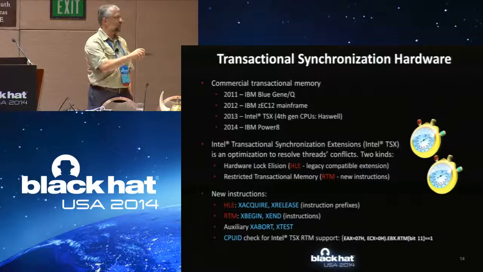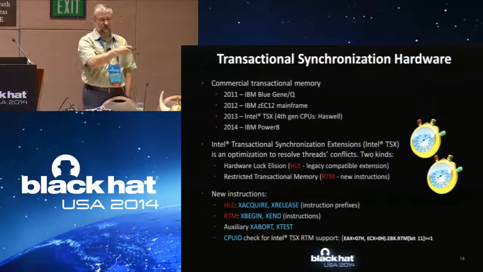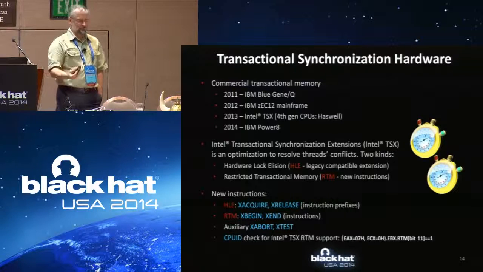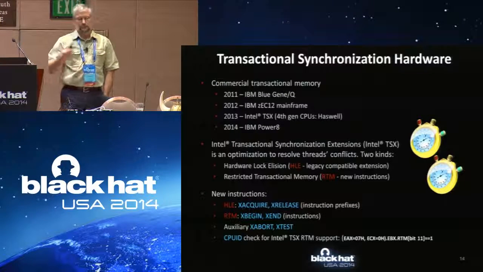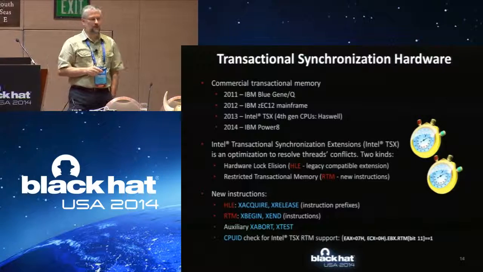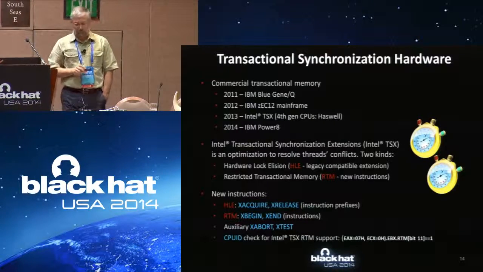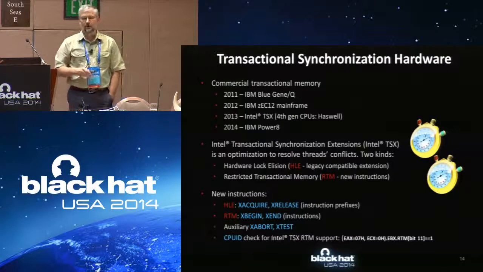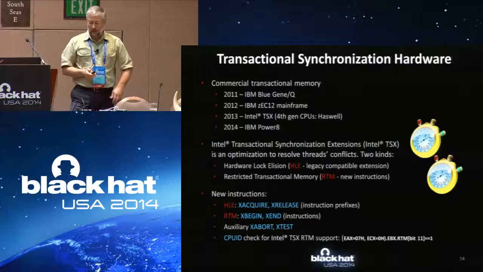So before executing XBEGIN and XEND, these new instructions for transactional support, you have to check that the CPU supports it. And the CPUID check is written in the bottom line on this slide. And by interrogating the CPU capability, you can learn whether it supports restricted transactional memory or not. And there are a couple of auxiliary instructions, XTEST and XABORT, to facilitate sort of the plumbing related to transactional memory.